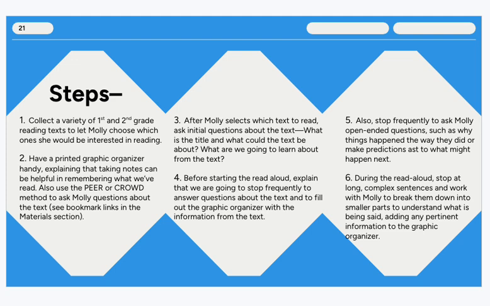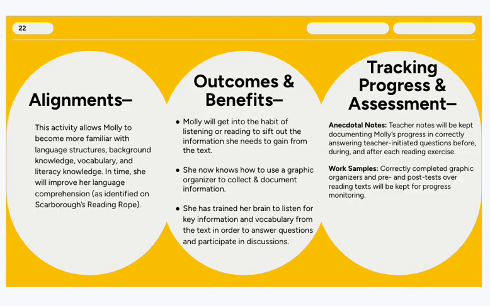During the read aloud, we'll stop at long complex sentences and work with Molly to break those down into smaller parts to understand what's being said and add any pertinent information to her graphic organizer. This activity, as far as alignment, allows Molly to become more familiar with language structures, background knowledge, vocabulary, and literacy knowledge. In time, she'll improve her language comprehension as identified on Scarborough's reading rope.